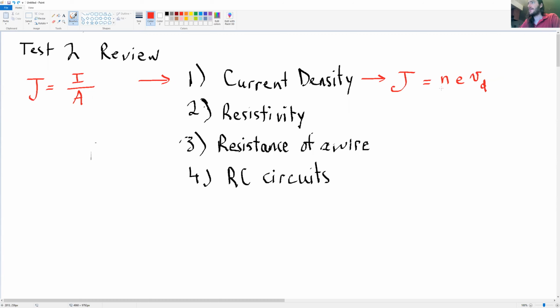So essentially it's the number of charges that are available to freely move in the system of the wire times the charge of those actual charge carriers times their velocity. And it's a specific kind of velocity called the drift velocity. And this drift velocity here is very small compared to the random motion of the charges.